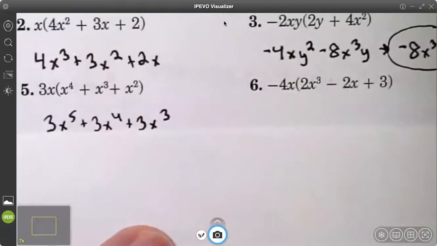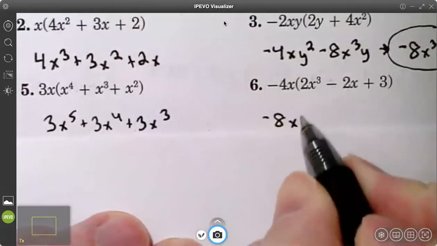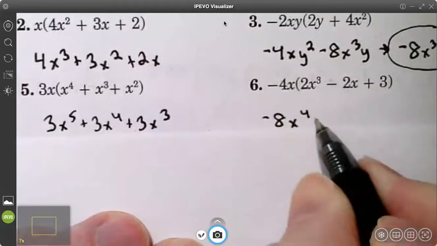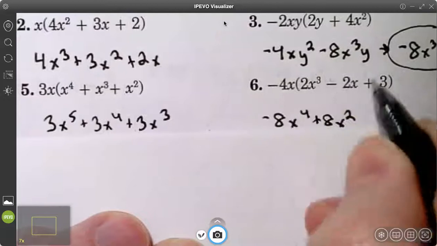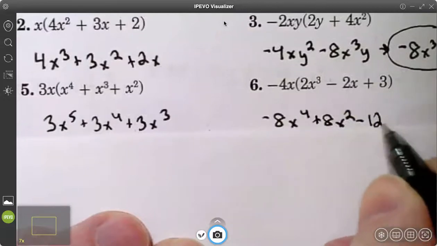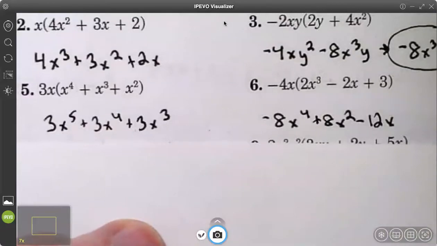Number 6, left to right will be fine. Negative 8x to the fourth, positive 8x squared, negative 12x, trinomial, degree of 4, leading coefficient negative 8. I'm doing these on the fly, so if I make a mistake, call me on it.